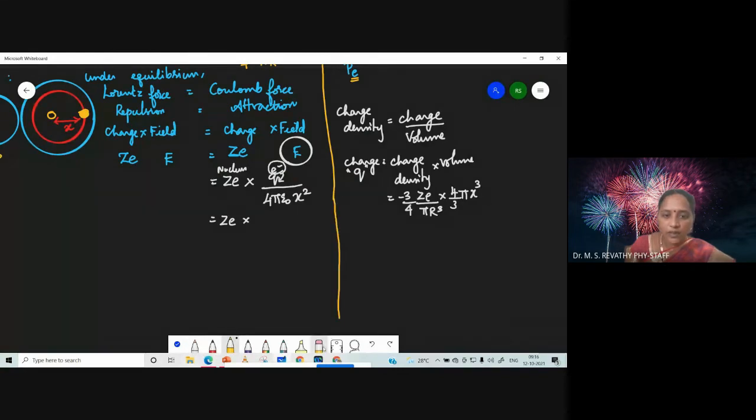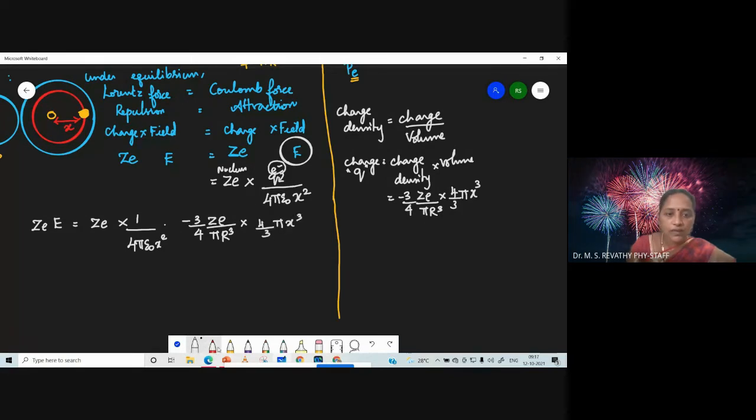So let me rub this a little, and I just move towards the left hand side. Okay, this ZE is already there. ZE capital E, let it be there. On the right hand side, ZE for the nucleus, and in the place of Q, let me put this 1 by 4 pi epsilon naught x square separately, and in the place of Q alone, I'm just going to substitute minus 3 by 4 ZE by pi R cube into 4 by 3 pi x cube.